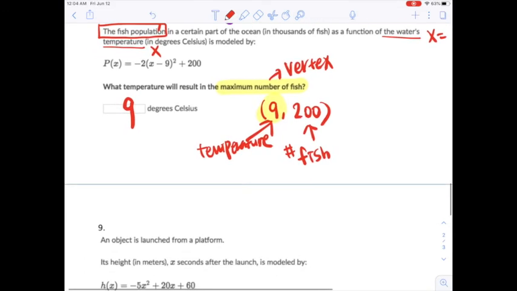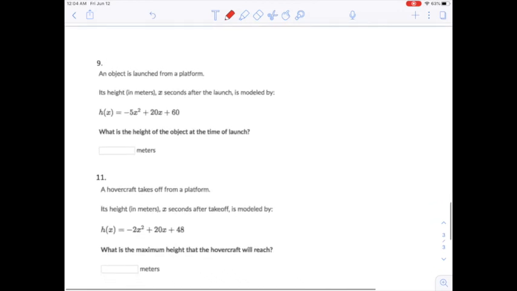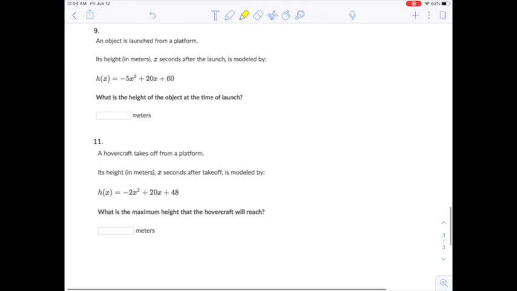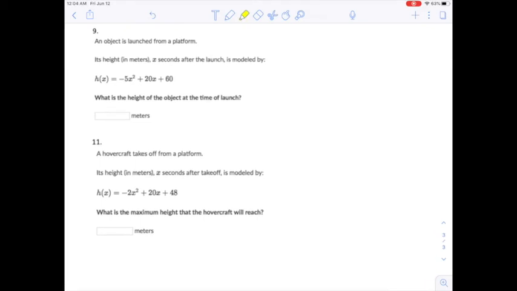All right. And two more questions. So standard forms, these are the standard forms. And now you're getting some sense. They will give you the function, and depending on the question, you're just getting that information. So this is an object launched from a platform. Its height x seconds after the launch is modeled by, it says the same thing. So this is your height. Height is your y value, and seconds, that's your x value. And you've got the standard form.